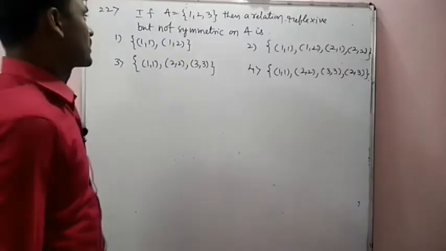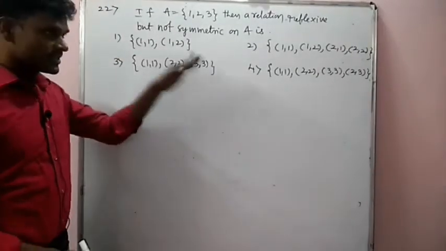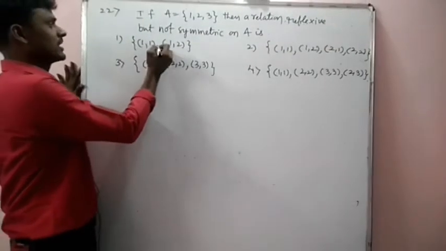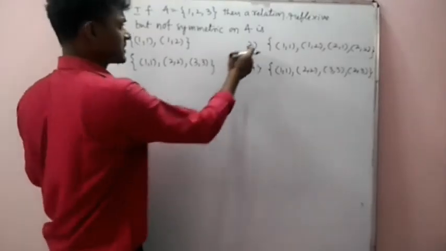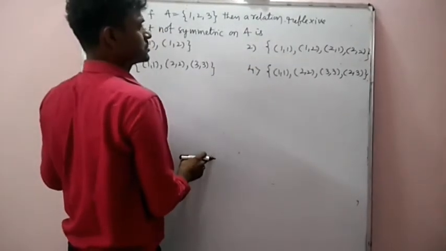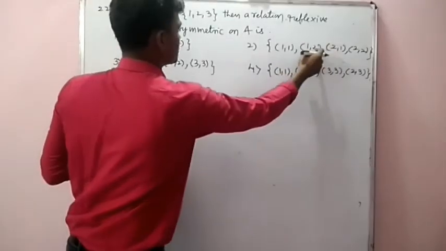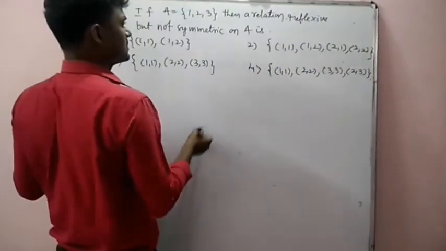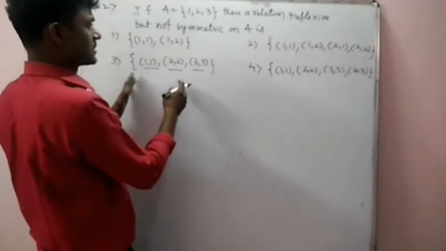Next question: if A is the set {1, 2, 3}, then find a relation that is reflexive but not symmetric on A. We have to check option by option. Option one has (1, 1) and (1, 2). This is not reflexive or symmetric. The second option is (1, 1), (1, 2), (2, 1), (2, 2). Here (1, 2) and (2, 1) are there, and (1, 1) is also there, but (3, 3) is not there. That's why this is not reflexive. Then this one you have to check. This is an equivalence relation.